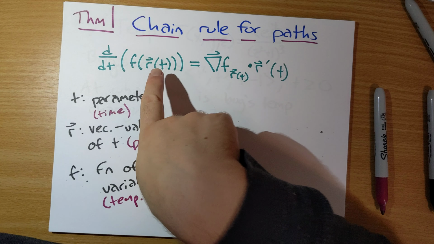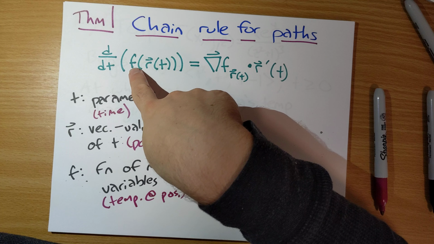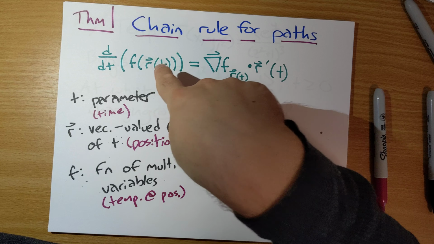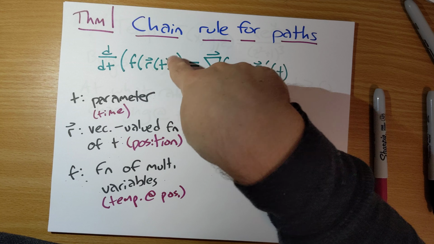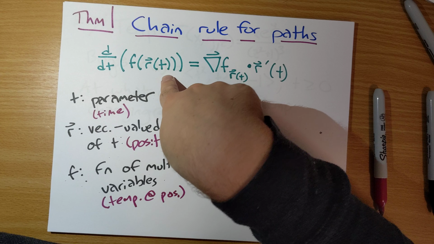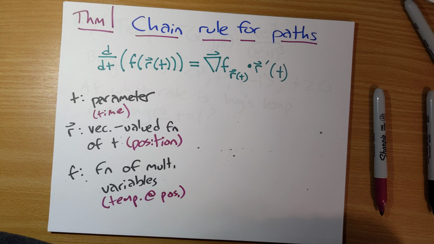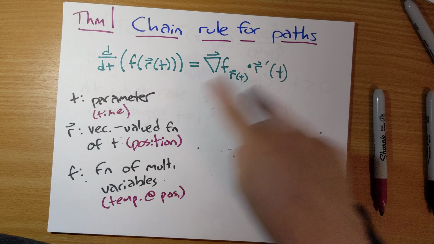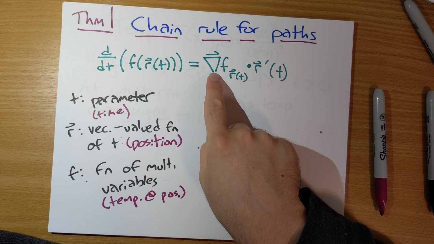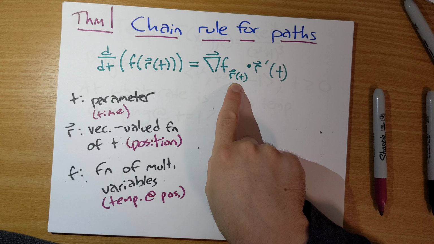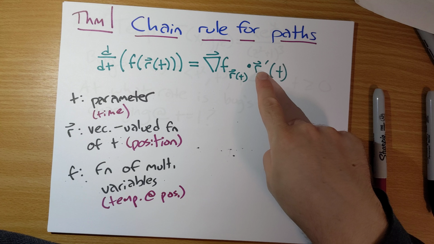So f here is temperature as a function of the position, but r is the position function as a function of time. So f really is a function of time here. We're asking, how does f change with respect to t? And this over here gives us the answer. We take the gradient of f, evaluate at r, and take the dot product with r prime of t.